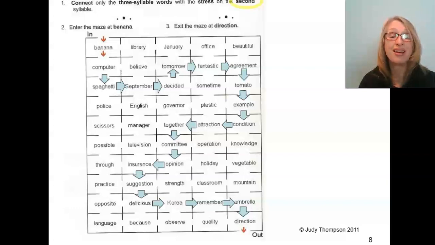remember, umbrella, direction. Awesome. Now we're going to go even faster.